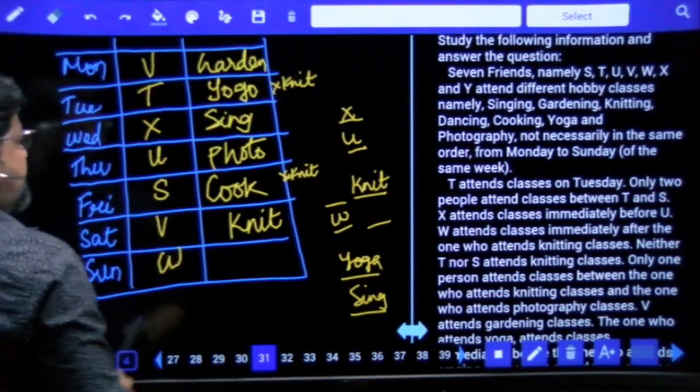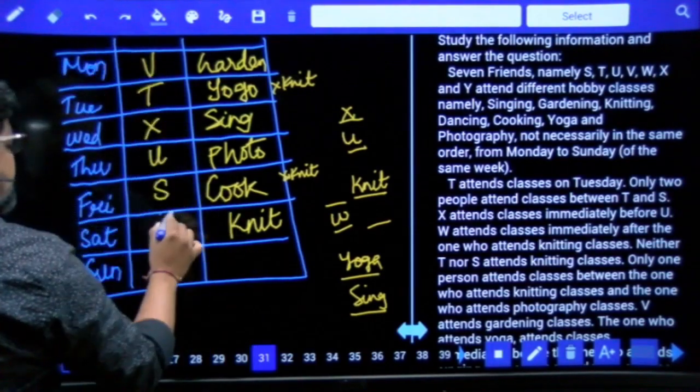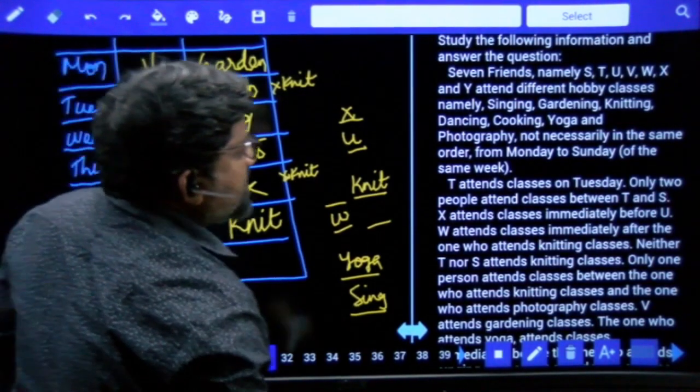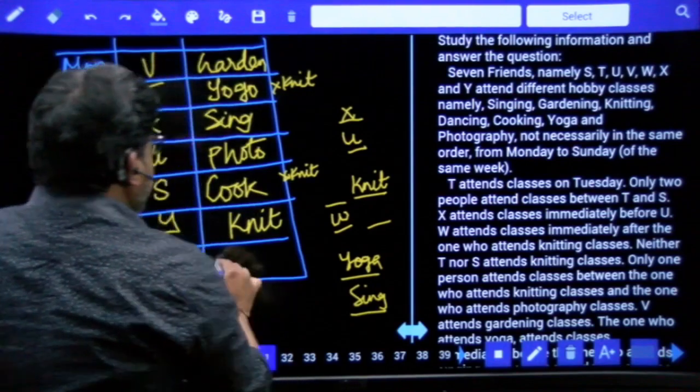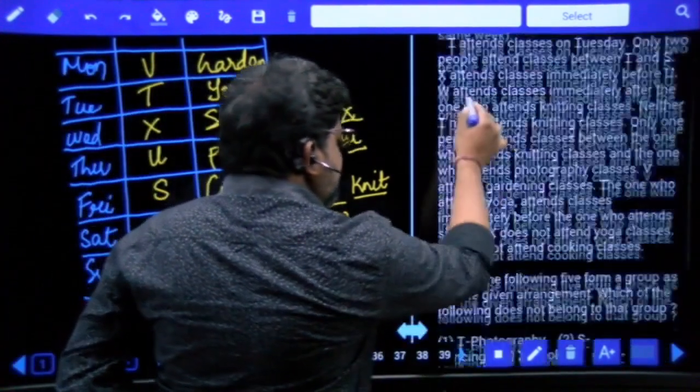This is V. Sorry, STUV. WXY. I think it's Y who is missing here. This is Y. Profession dancing is missing. So this is dancing. Done. Simple and easy.